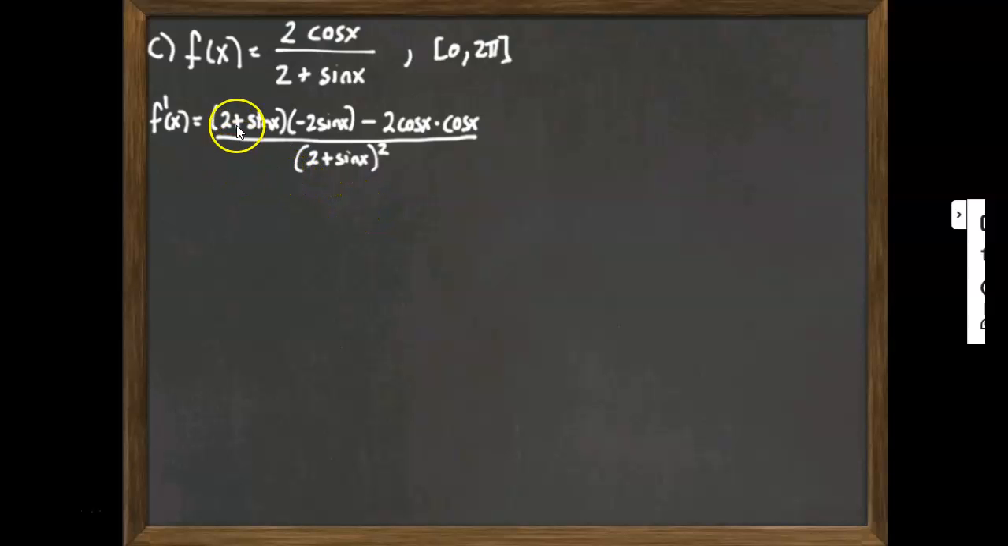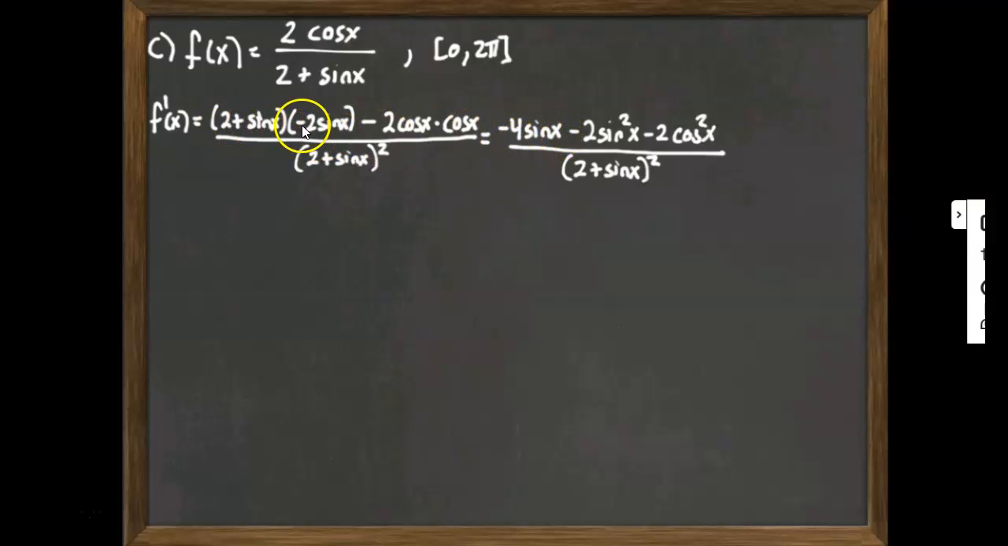And now I want to do some simplifying. So I can take this negative 2 sine x and distribute it through to the 2 plus sine x. When I do that, negative 2 times 2 will give me negative 4 sine x. And then negative 2 sine x times the sine x will be minus 2 sine x squared. And then I still have cosine times cosine, which is minus 2 cosine squared.